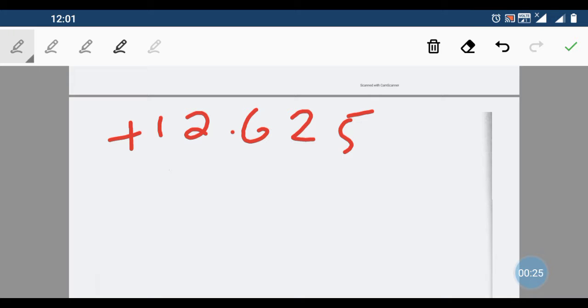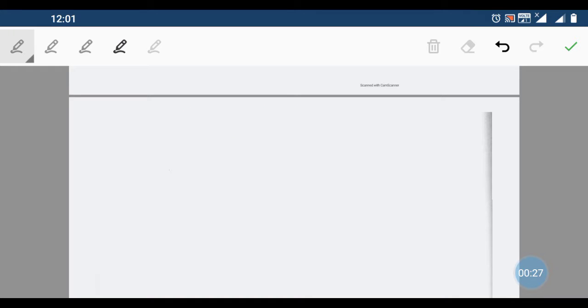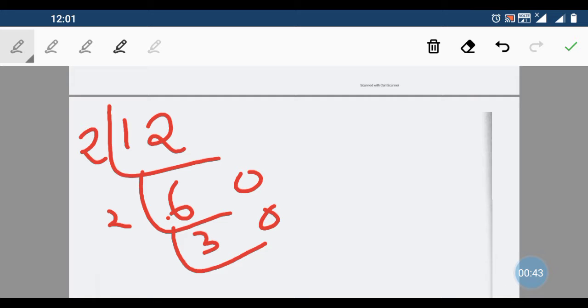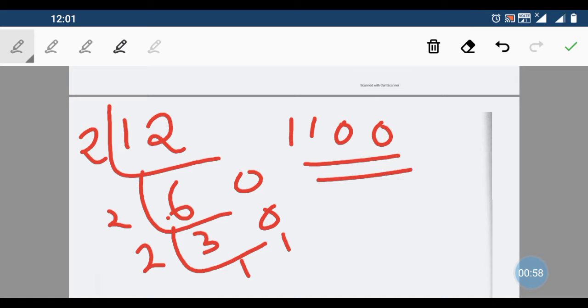So first of all, the number is 12. We can take the integer part 12 and convert that into its binary. Dividing by 2, the answer is 6, the remainder is 0. Again with the 2 we have the answer 3 and remainder 0. Then again dividing it with the 2 we have the answer 1, and the remainder is 1. So the corresponding integer is 1100. That is the binary representation of the number 12.